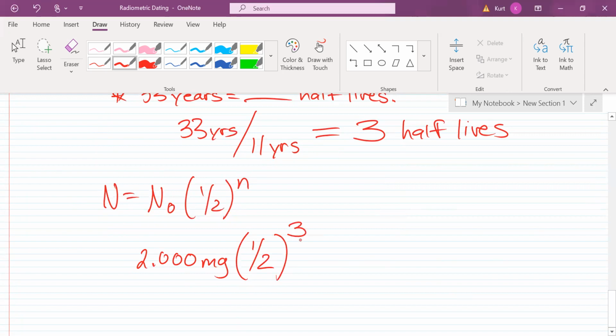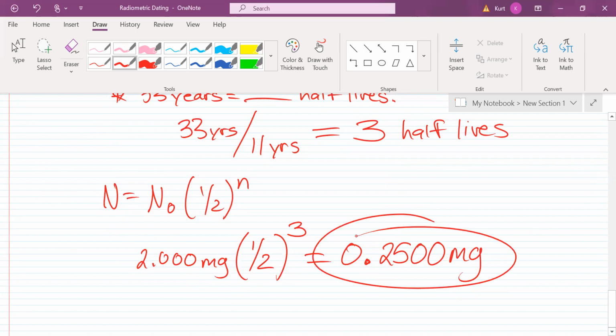3. So if you get out a calculator, you have to do 2 times 0.5 to the third power. You should get about 0.2500 milligrams. That is the amount remaining. Okay? That is how you calculate half-lives. I think you have a couple of half-life problems in your homework.